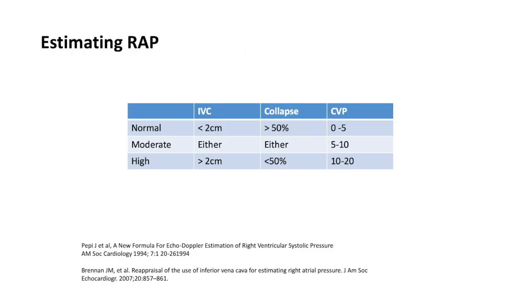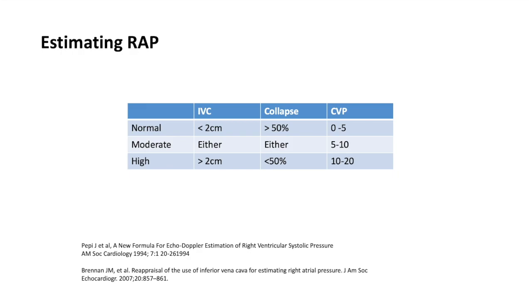Now, this study from 25 years ago was done in echo labs in well-ish people, so it doesn't really have much application to the intensive care patient. And often we are lucky enough to measure the CVP directly with a CVP catheter. If you don't have that luxury, then you can make some assessment of what the right atrial pressure is by looking at the IVC. If it's less than 2 centimeters and collapsing during inspiration by more than 50%, the CVP is likely to be normal, between 0 and 5.